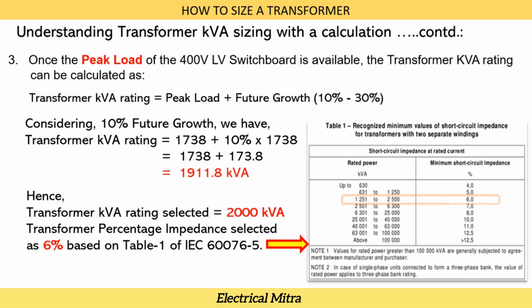Hence, the transformer kVA rating is selected as 2000 kVA and the transformer percentage impedance is selected as 6% based on table 1 of IEC 76-5, which is the minimum impedance recommended for transformers with kVA rating between 1251 kVA to 2500 kVA.